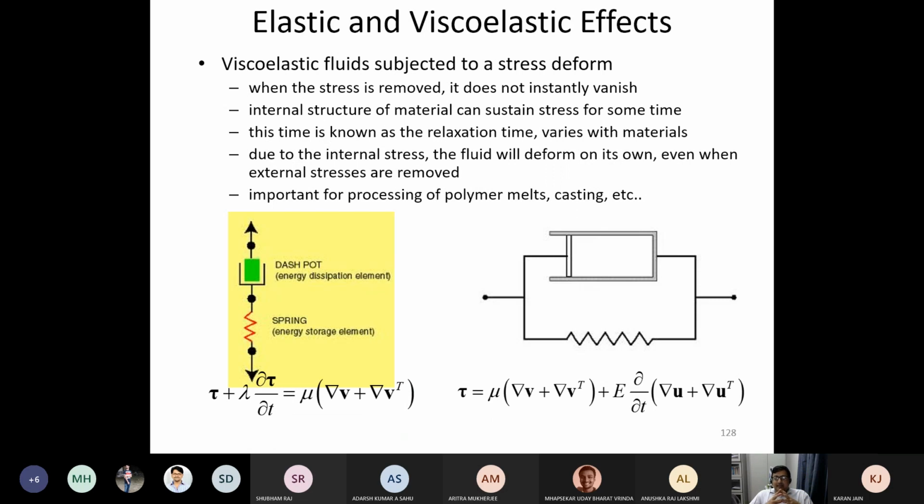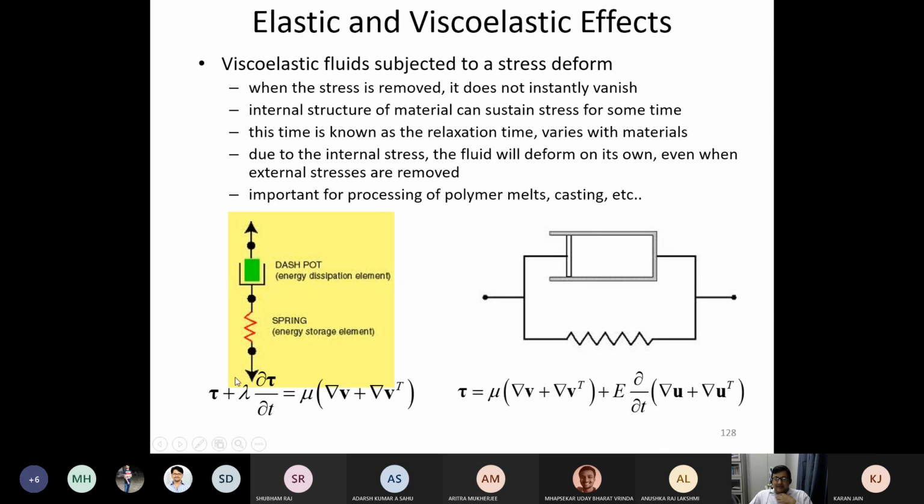Now, this sort of fluids are called the viscoelastic fluid. So how exactly do you design them? You design with the help of a spring and dashpot model, right? Say, suppose instead of only having a spring, you have a dashpot on top of that. Now you load it, what will happen? A part of energy will be stored and a part of energy will be dissipated. And that can be represented by tau plus lambda d tau by dt is equal to mu gradient of V transpose. This is another constitutive relation.